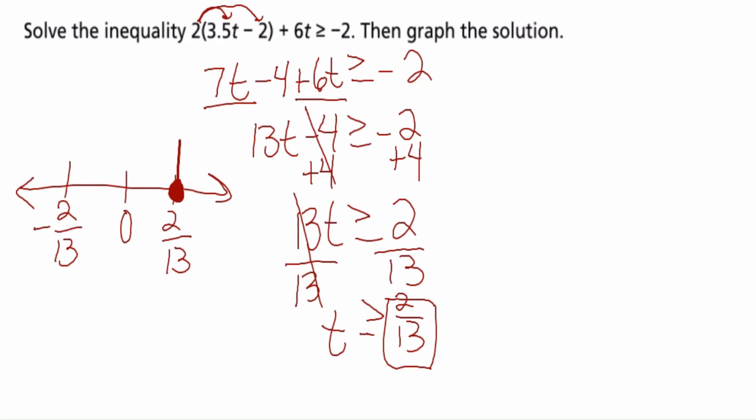Last step is to figure out what direction it's supposed to go in. If you read it correctly, it says t is greater than or equal to 2 over 13, so we need to shade in the greater than direction.